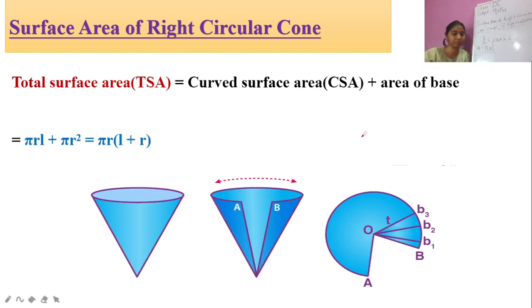Okay students, so please remember, for the right circular cone we have pi r l. Now students, if we talk about the total surface area, we know that for the total surface area we have to add the curved surface area as well as the area of the base, which is a circle. So pi r l is the curved surface area, and pi r square is the area of the circle in the base. You simplify it, and that way you get the total surface area for the right circular cone.